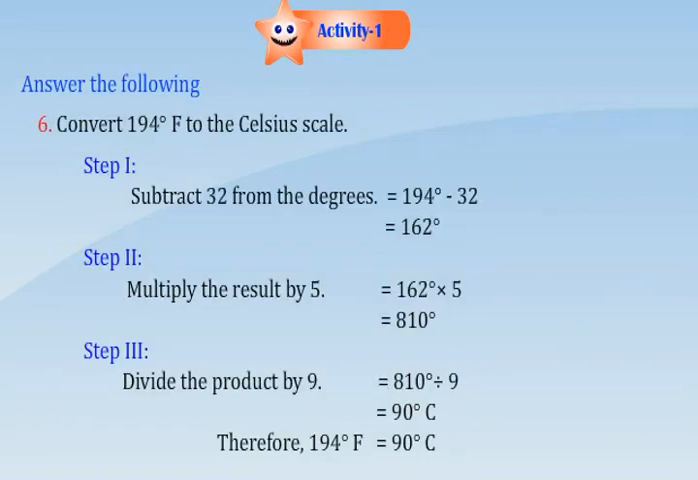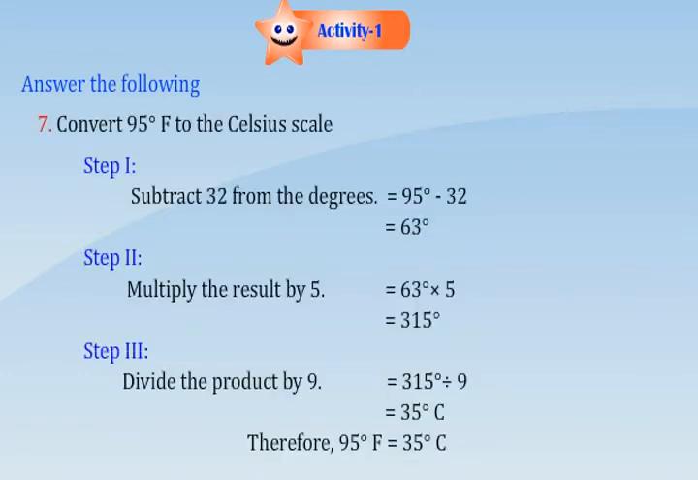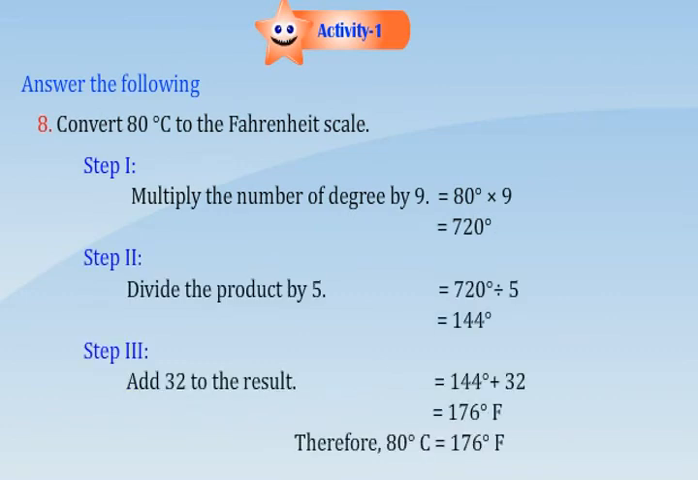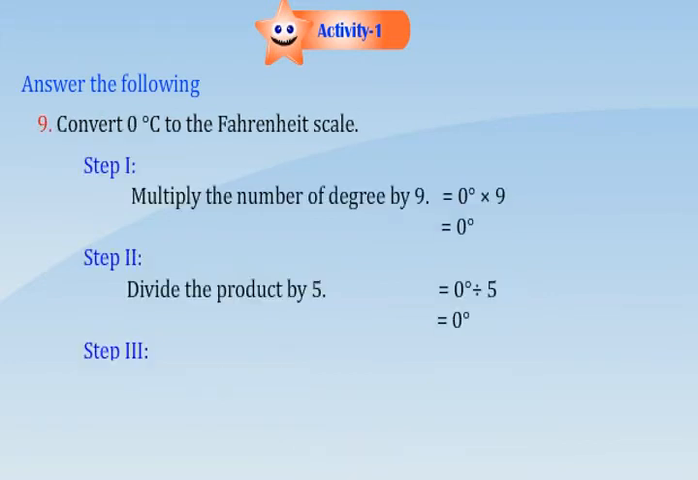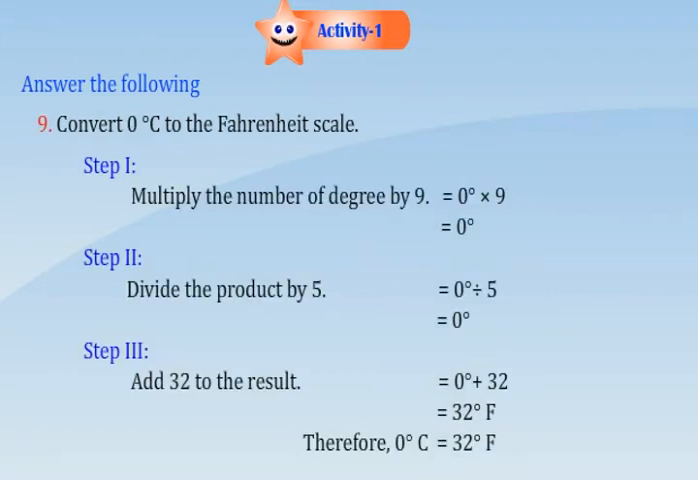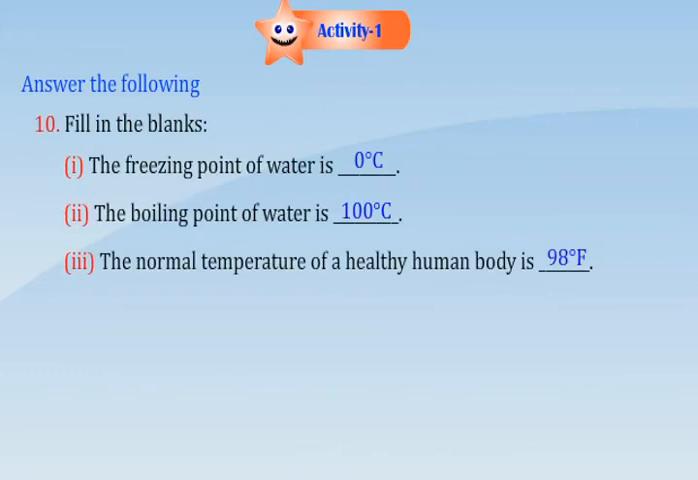Convert 194 Fahrenheit to the Celsius scale. Convert 95 Fahrenheit to the Celsius scale. Convert 80 degrees Celsius to the Fahrenheit scale. Convert 0 degrees Celsius to the Fahrenheit scale. Fill in the blanks. The freezing point of water is blank. The boiling point of water is blank. The normal temperature of a healthy human body is blank.